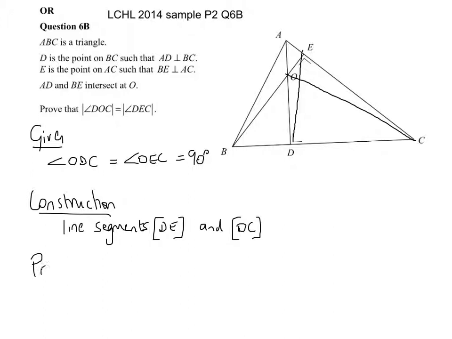The third step in any proof is to just simply state what you're asked to prove, and this is angle DOC is equal in size to angle DEC.